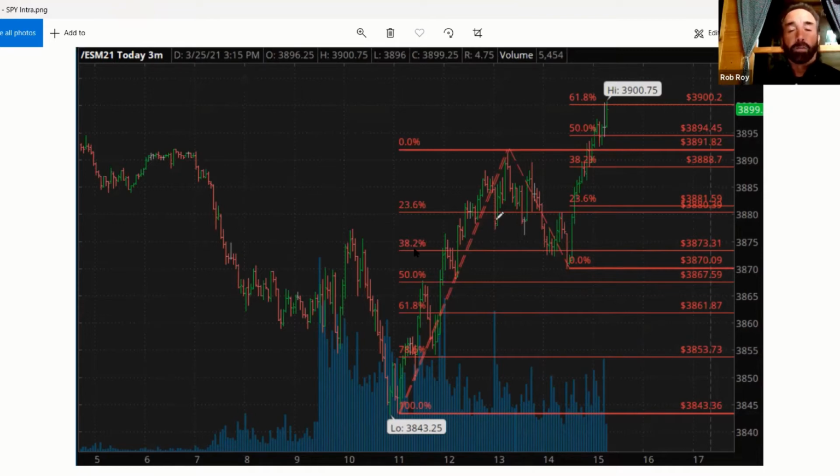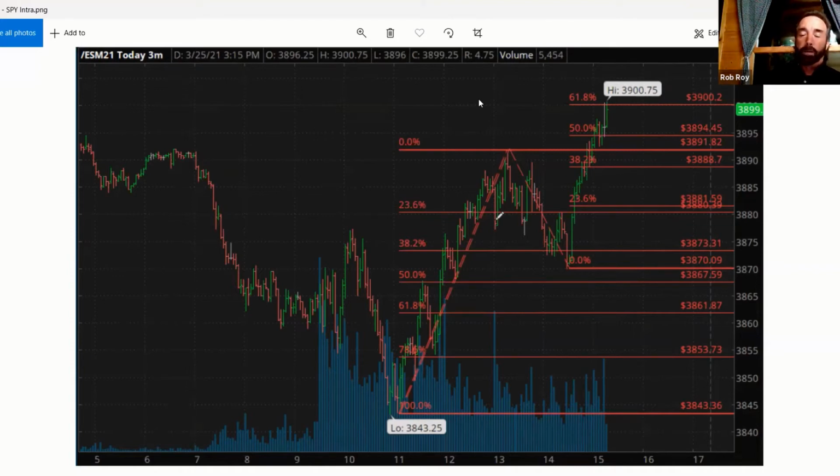What happens when you have a 38.2% corrective level in the B wave? Looking for a 61.8% extension in the C wave. Look where the market went. There's the 61.8% extension where it says the high 3,900. You can see the 61.8% just to the left of that, and over to the right, you can see 3,900.20, and it hit 3,900.75. Right exactly to the 61.8% level. And that occurred just a little bit after 3 o'clock in the afternoon.